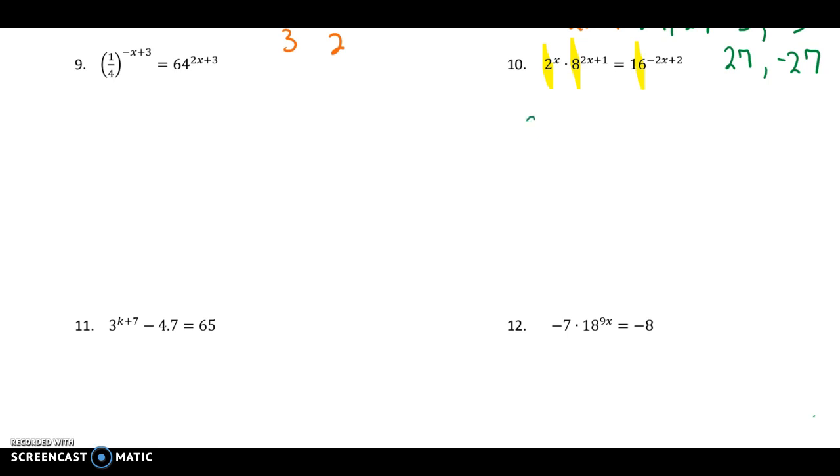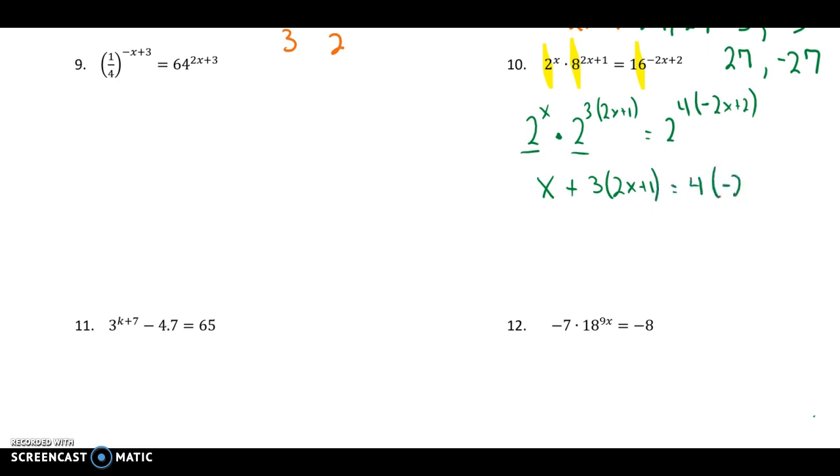So the first base I can leave alone as 2 to the x. 8 can be written as 2 to the third, and then I have 2x plus 1. And then 16 can be written as 2 to the fourth, and then I have the negative 2x plus 2. The other thing that has to happen is on the left side, I can only have one base. So remember, when you're multiplying with the same base, you will be adding these exponents. So if I just focus on the exponents, the problem on the left side is going to become x plus the other exponent. And then it will just equal the other side's exponent.